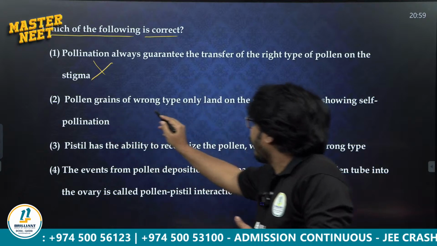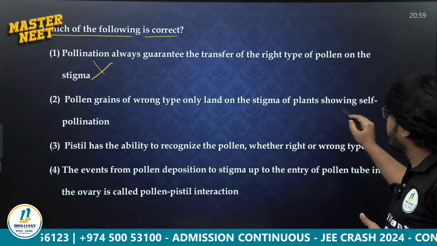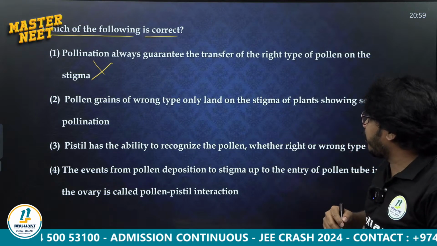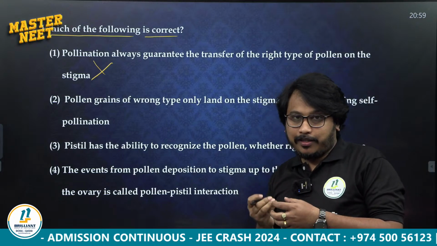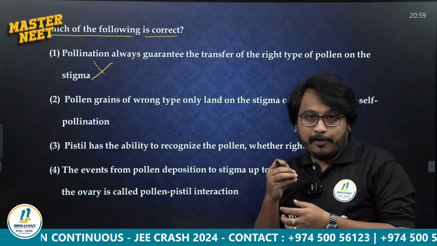Now the second one: pollen grains of the wrong type only land on the stigma of plants showing self-pollination. Self-pollinated plants, you can see, pollens will be falling.